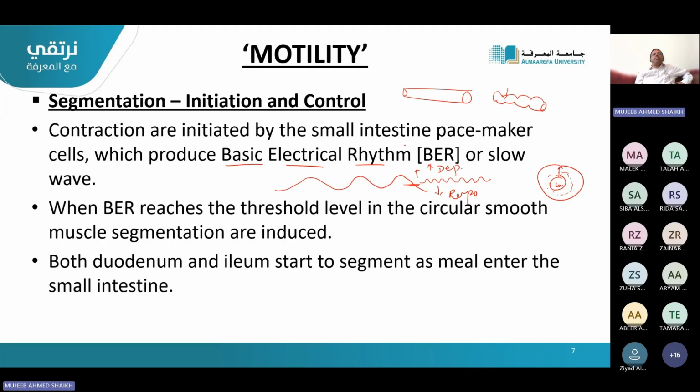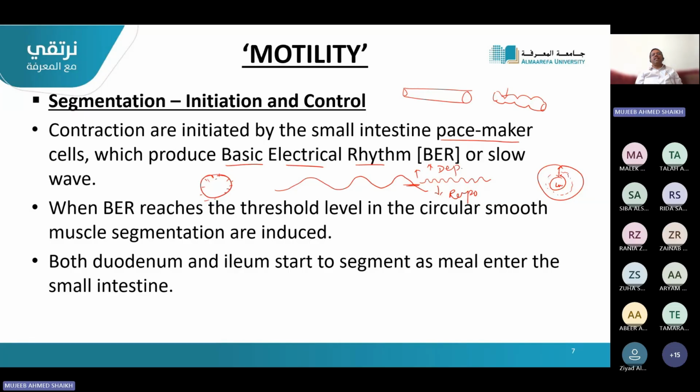In the small intestine, there are pacemaker cells. What do you mean by pacemaker cell? They generate their own rhythm. If you remember the pacemaker of the heart, they get stimulated by themselves. They don't need an external source, some electrical current or nervous signal. They have an unstable membrane. These are the interstitial cells of Cajal.